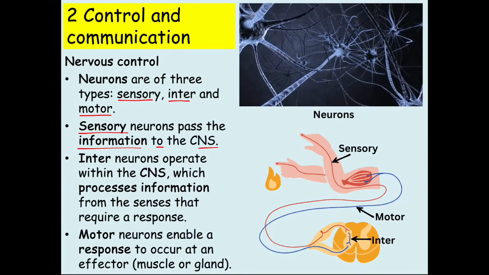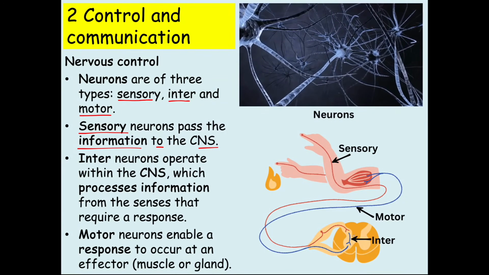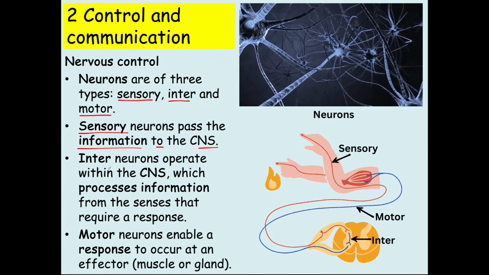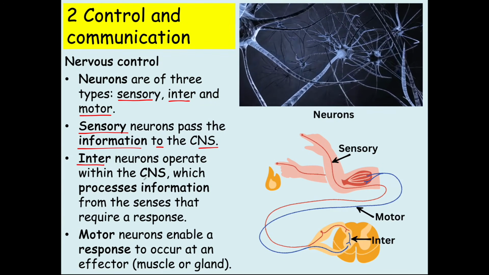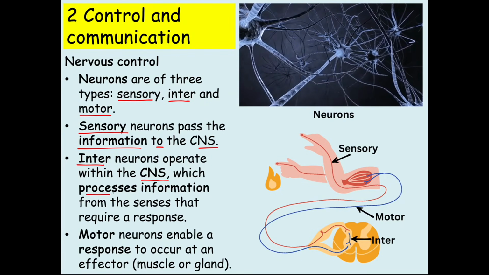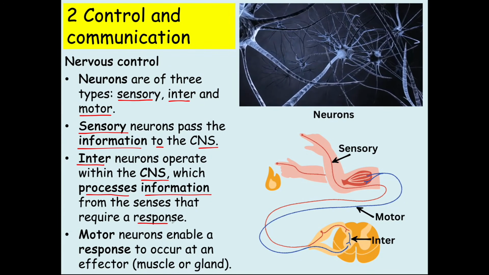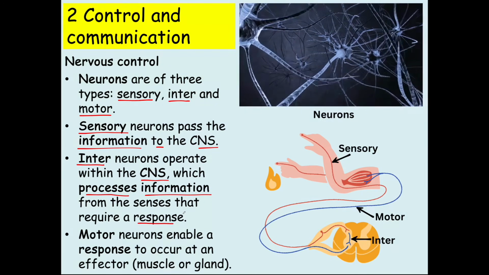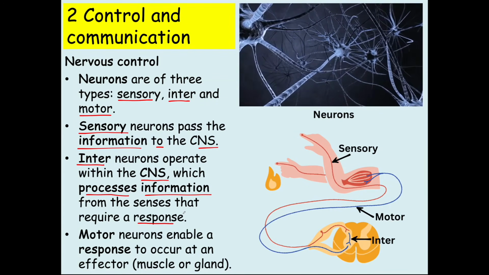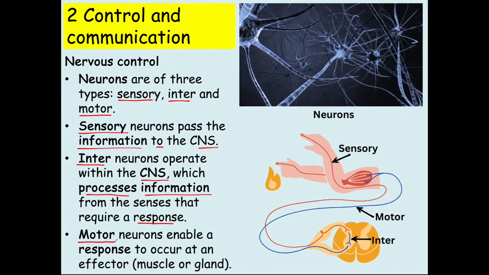We've also got interneurons, and we can see at the bottom of this diagram here, the interneuron. You can see it's much smaller than the other two, and it's located within the spinal cord. So interneurons operate within the central nervous system. We can see within the spinal cord here, they process information from the senses that requires a response. They process the information that comes in from the sensory neuron and give an appropriate response. And they do that via a neuron called the motor neuron.